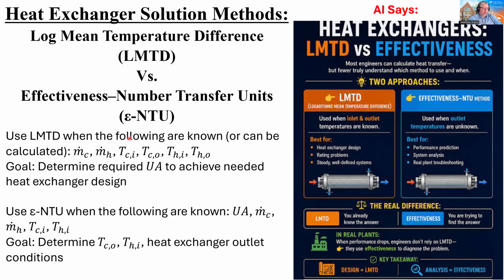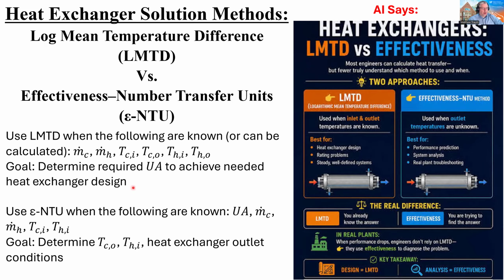And we use LMTD basically when we know all of the inlet and outlet conditions. So, the inlet temperatures, outlet temperatures for both the hot stream and the cold stream, the mass flow rates. And your goal is to determine the UA, right? So the heat transfer coefficient and the area inside the heat exchanger required to achieve what you're actually observing outwardly, right? Mass flow rates and temperature changes.